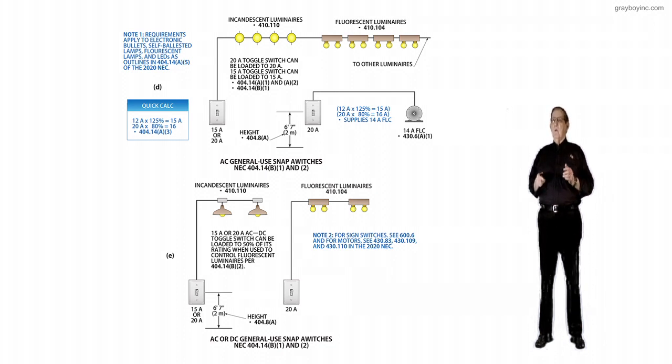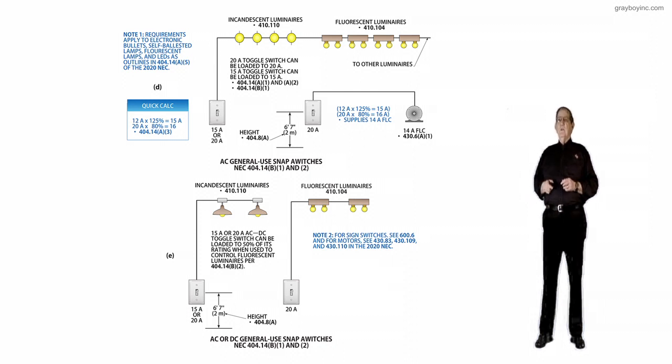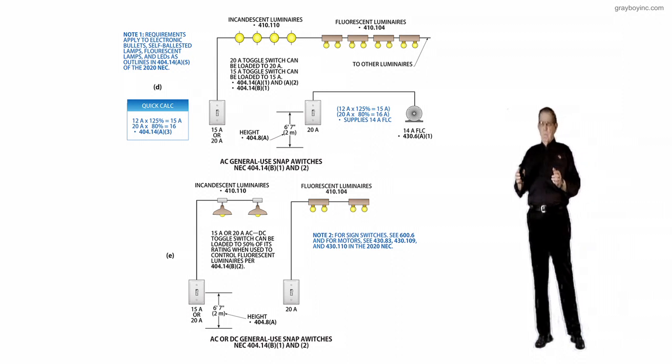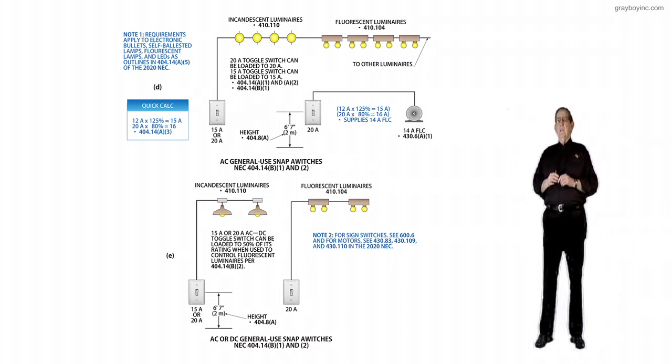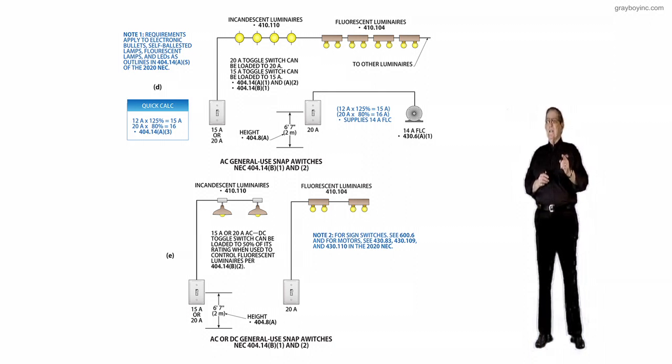Now, what we're talking about here, in 431.10, we're horsepower rated. In 430.109, we're breaking the load in amp ratings. So we want to keep ourselves straight when reviewing 404.14. What kind of load are you switching? What kind of load are you controlling? Is it incandescent lights, fluorescent lights, LEDs, motors? Exactly what are you trying to disconnect, control, and switch? That's the important thing when you're applying the NEC regulations of 404.14.